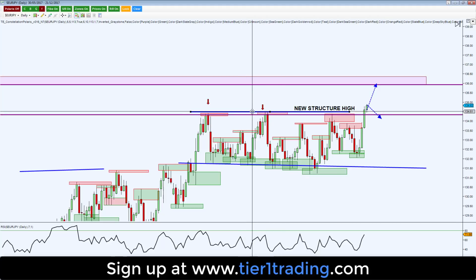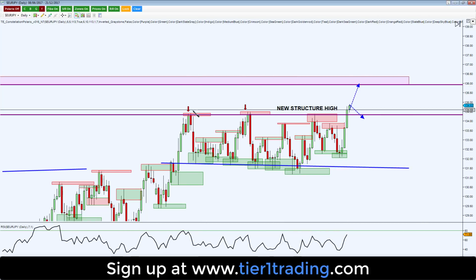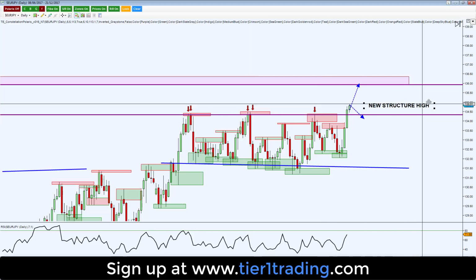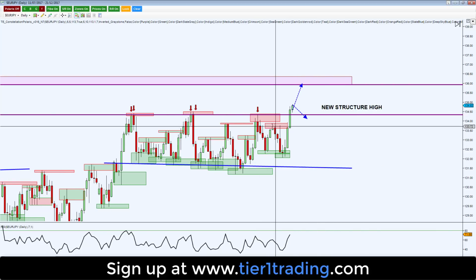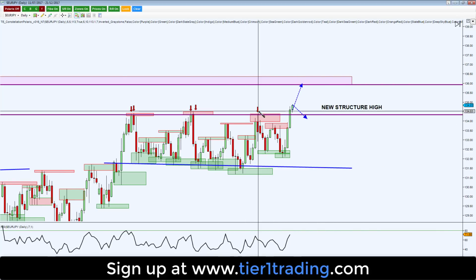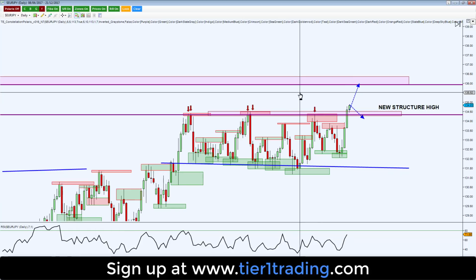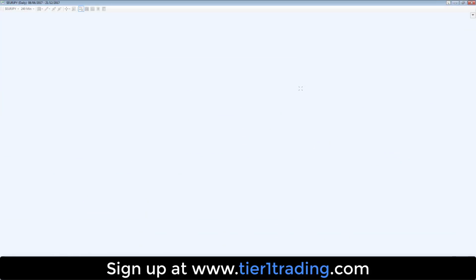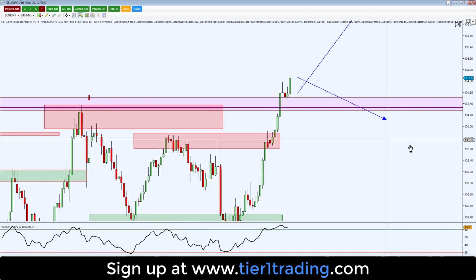Previous structure resistance. Yeah. Look at this. Hold, hold, hold, hold, hold. And then we've got our new structure high. So if price action pushes down, the first level that I'll be looking at is this level in here. Now we've only just broken and closed above. So now we can drop down to the trading time frame and see if there's a way that we can get involved.